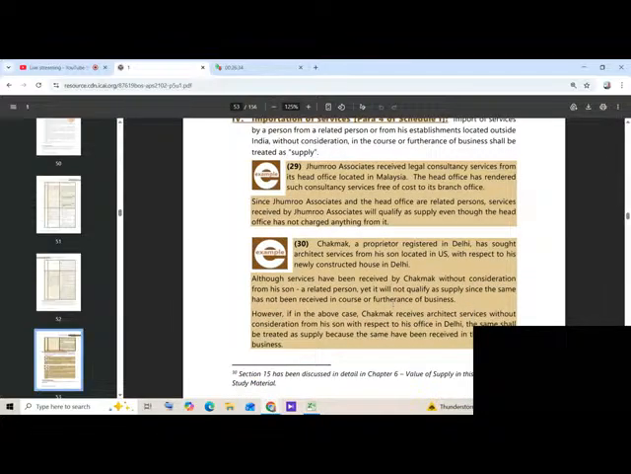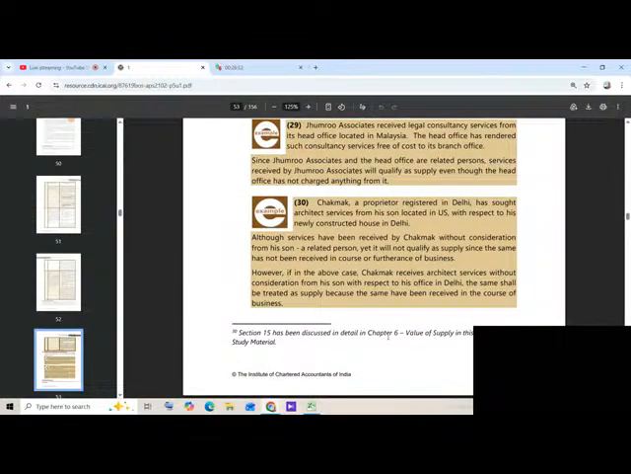Chakmak, a proprietor registered in Delhi, has sought architect services from his son located in US with respect to his newly constructed house in Delhi. Although services have been received by Chakmak without consideration from his son, a related person, yet it will not qualify as supply since the same has not been received in course or furtherance of business. However, if in the above case Chakmak receives architect services without consideration from his son with respect to his office in Delhi, the same shall be treated as supply because the same has been received in the course of business.